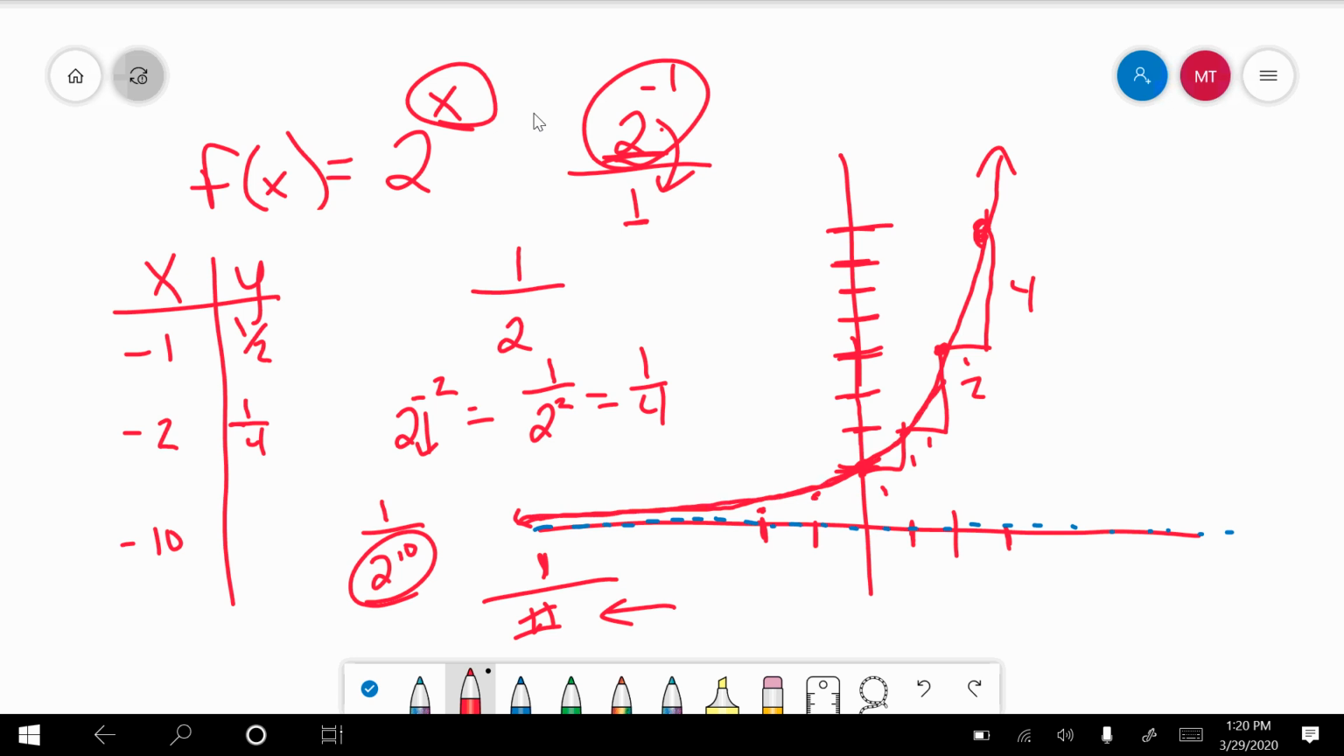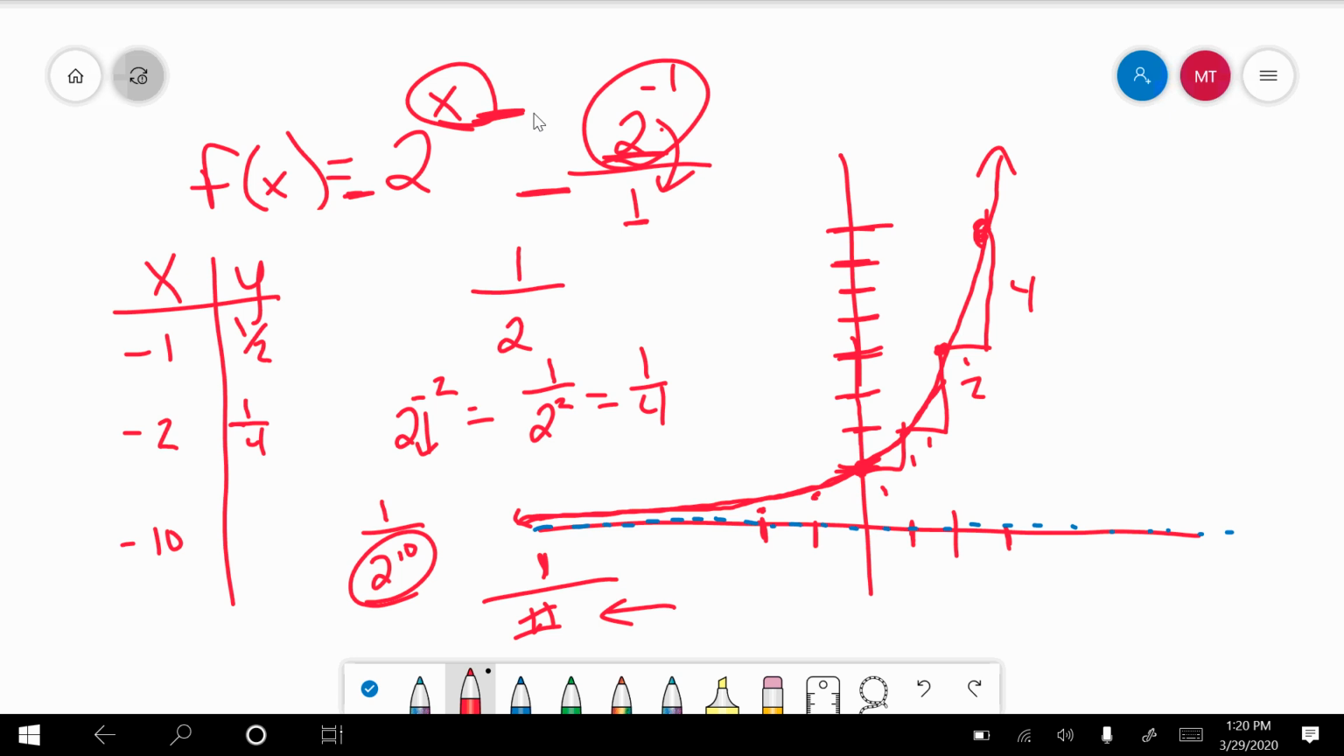Notice because I didn't have any plus or minus back here, there's nothing back here. There's no pluses or minuses here. There's no number up here in front of that. That's what we're going to talk about later on. This is kind of the parent function of this one. Notice it started at 0, 1.